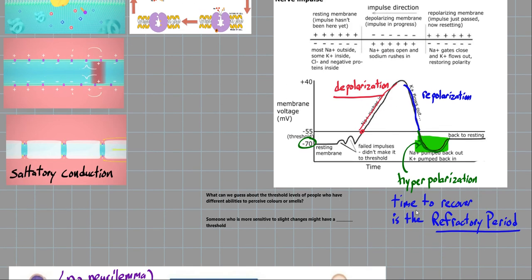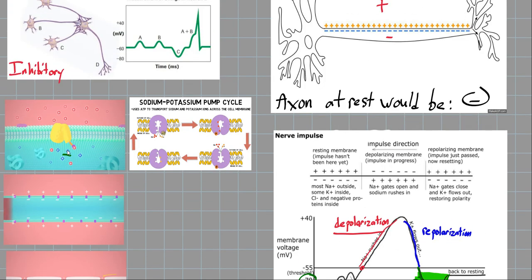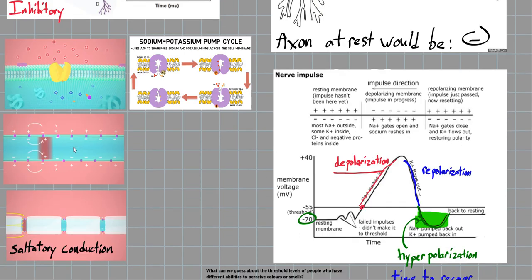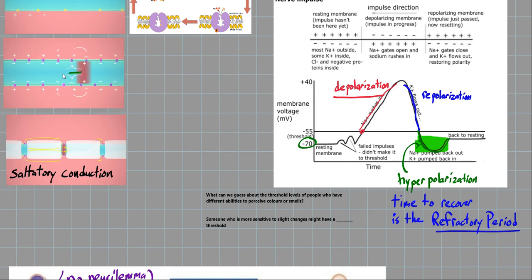One, time to recover, called the refractory period, so that we don't have a constant signal from a nerve. It gives us a chance to refresh itself. These pumps need a bit of time to get things back to normal. Another one is it prevents the signal from going the wrong way. Because the region just behind the signal is going to be a little bit extra polarized, it's going to make it even harder for that signal to head back the wrong direction.